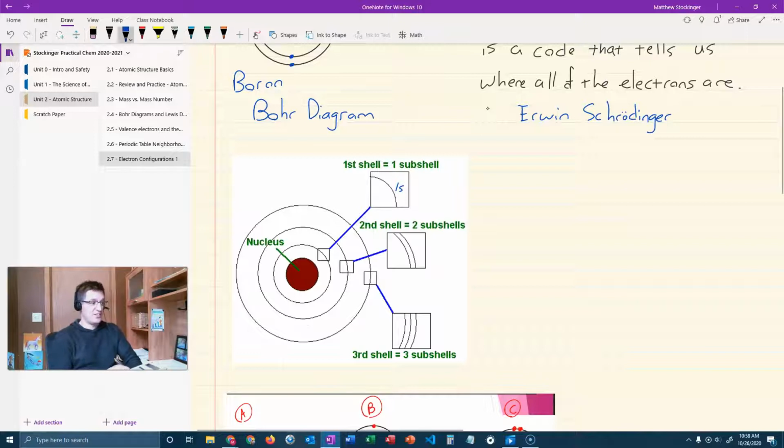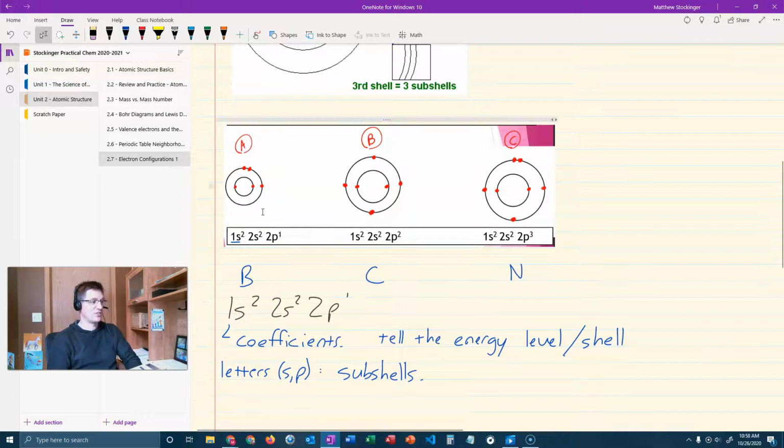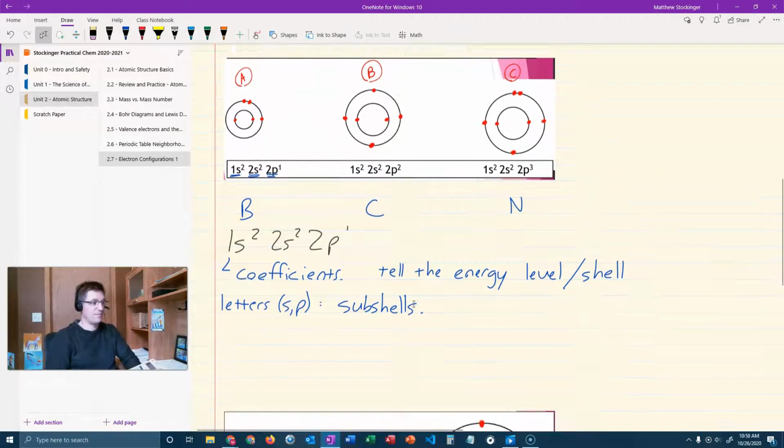The second shell, though, is divided into two subshells. One of them is called the 2s, and the other one is called the 2p. And you can see in the electron configuration for boron, there is a 2s and a 2p. So this is saying we have some electrons in the 1s, some electrons in the 2s, and some electrons in the 2p subshell. So again, it's like a laundry list telling us where all the electrons are.